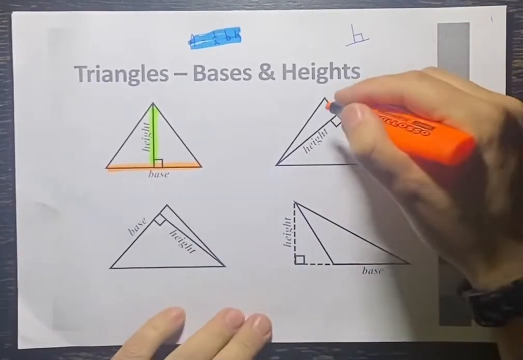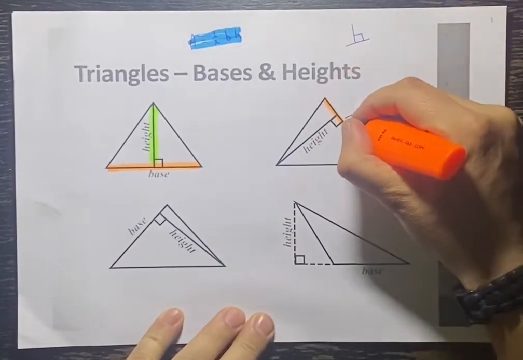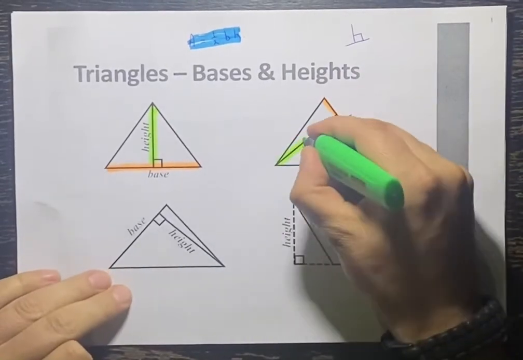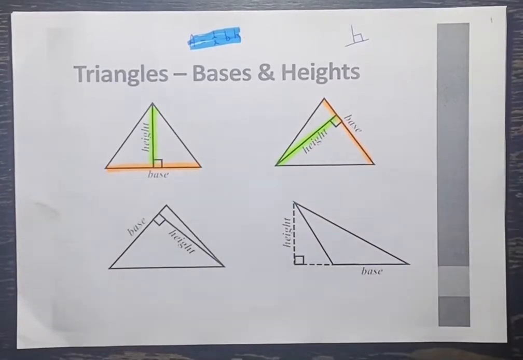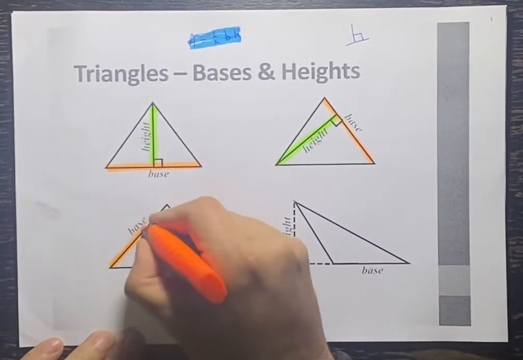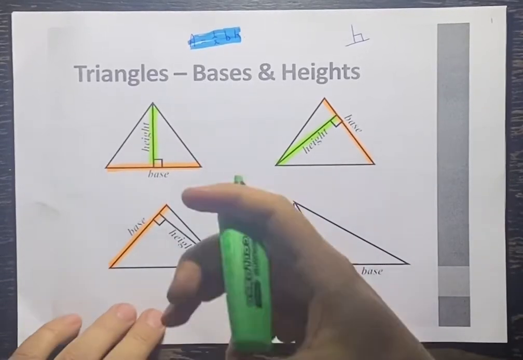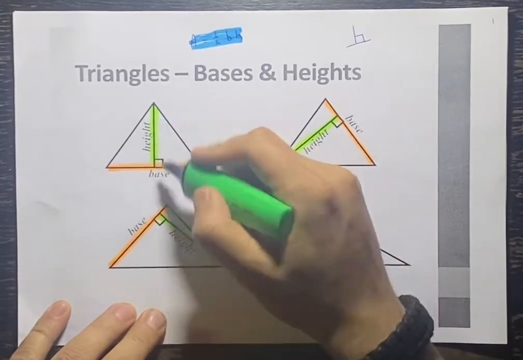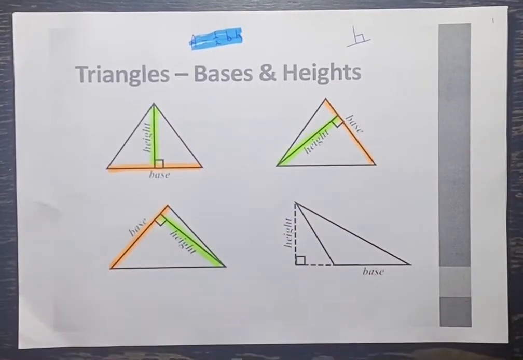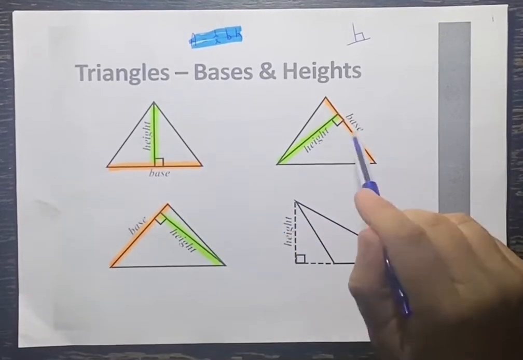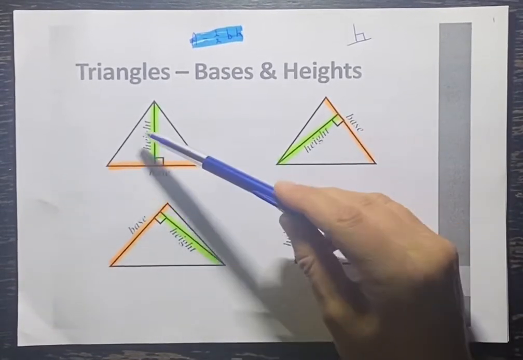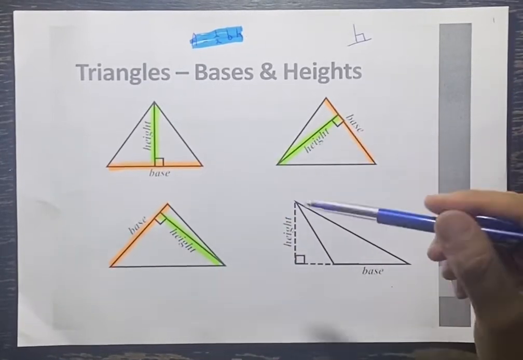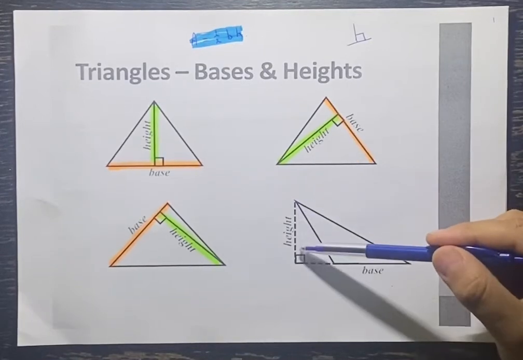Over here, we've got the base of the triangle times the perpendicular height of the triangle. Over here, you've got your base, and then you've got the perpendicular height. Notice with these three that the height and the base are all 90 degrees. Also, with these three triangles, the height is inside the triangle. But it can be that the height is outside the triangle, like over here.